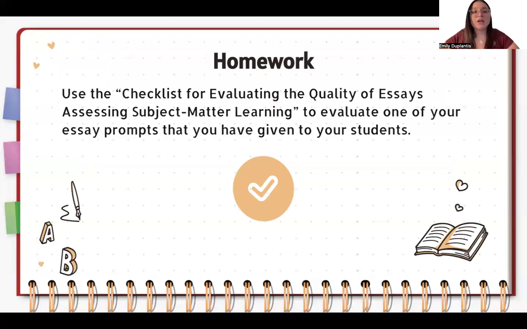And for homework, so using that checklist, that 10-point checklist, which I know is very long, is very complex, but so is writing an essay prompt, and so is grading an essay. So the work put into that should also be complex and should consume some amount of time. But using that checklist, I would like you to evaluate one of your essay prompts that you have given or you are giving to your students and see, does it check out? Is it a valid prompt? Is it going to elicit the response that I want my students to come to, or the interpretation I want them to come to based on that?